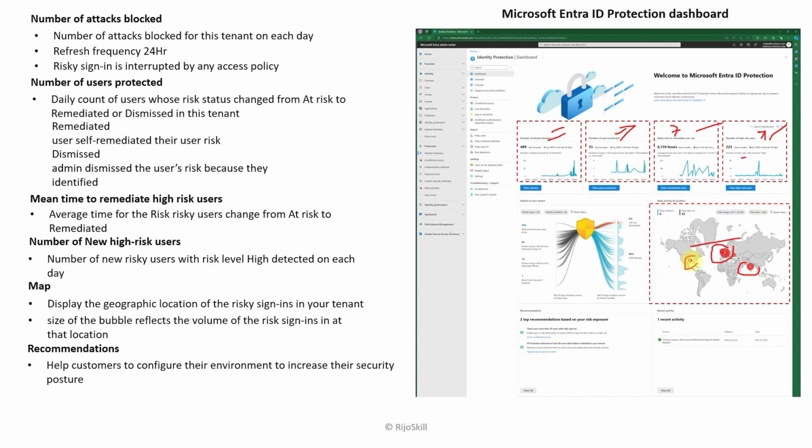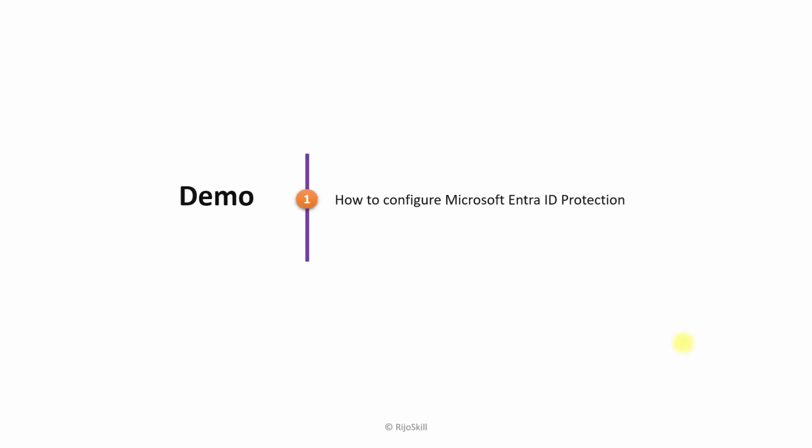Next is recommendations, which help customers configure and increase their security posture. Microsoft Entra ID helps you raise your security posture, and that is the recommendation. You can also see recent activity: whatever recent activity you do will be displayed here. Now we will discuss the demo of how to configure Microsoft Entra ID Protection.